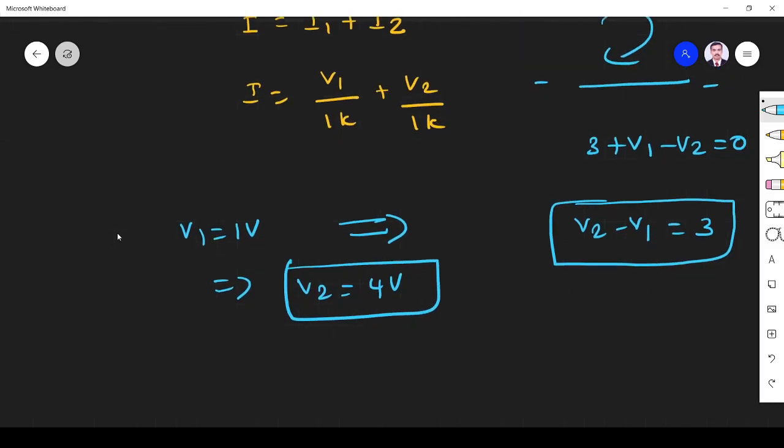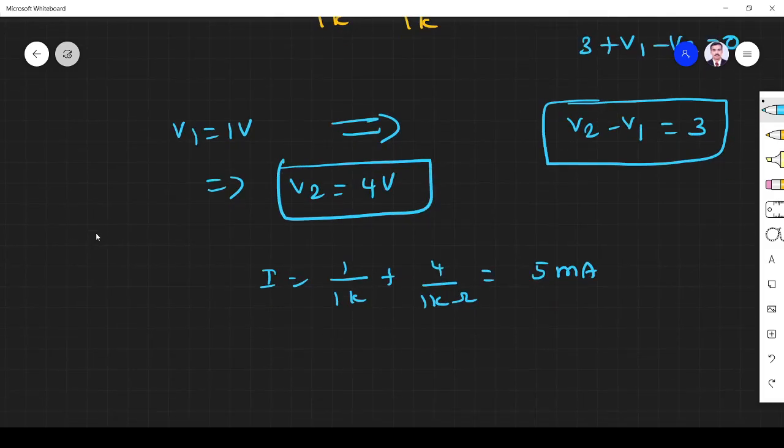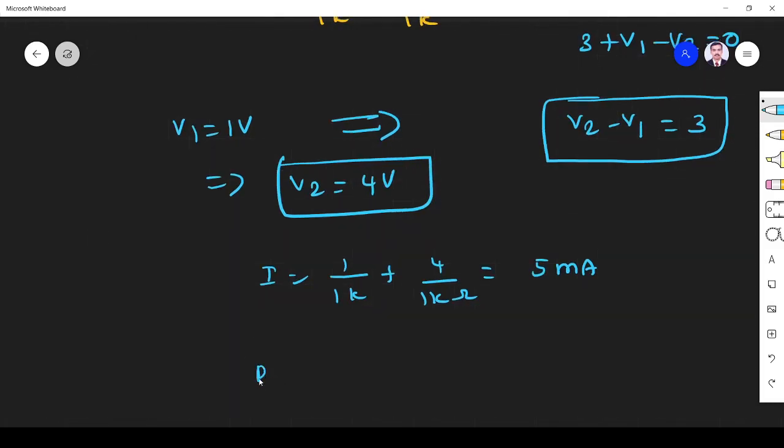Okay, so what is I? I is equal to V1 is 1 volt, 1 by 1K, V2 is 4, right? So 5 milliamps, 1K ohm, right? So 5 milliamps. What is R Thevenin?